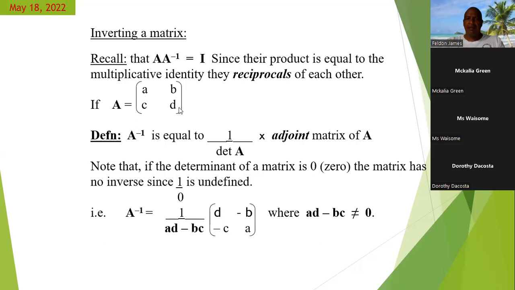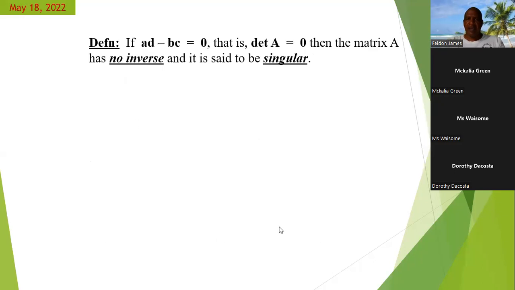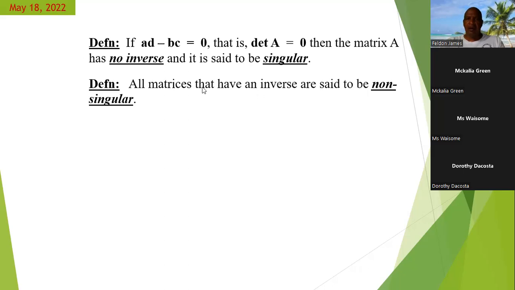Now remember, if we are to find the adjoint of A, we interchange the diagonal elements, so we interchange A and D, and then we change the sign of B and C. And that's the formula. Just to restate, if the determinant is 0, the matrix has no inverse and is said to be singular. All matrices that have an inverse are said to be non-singular.